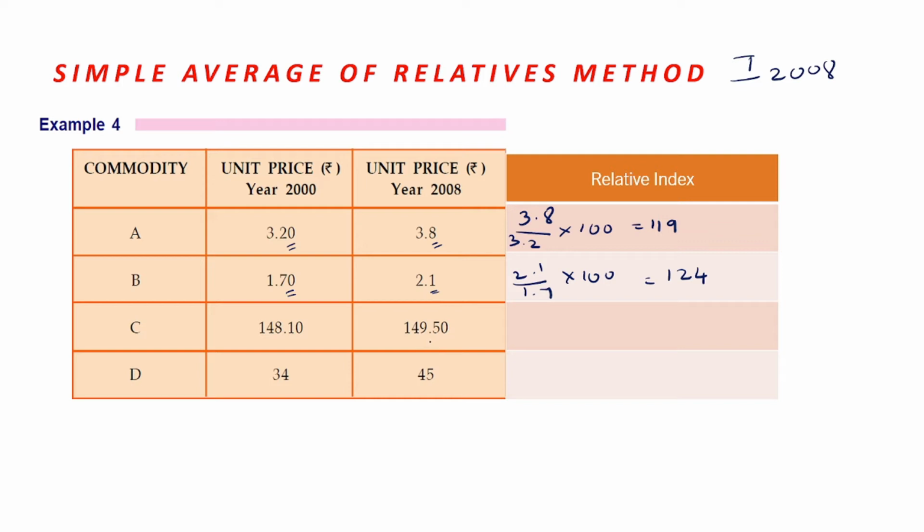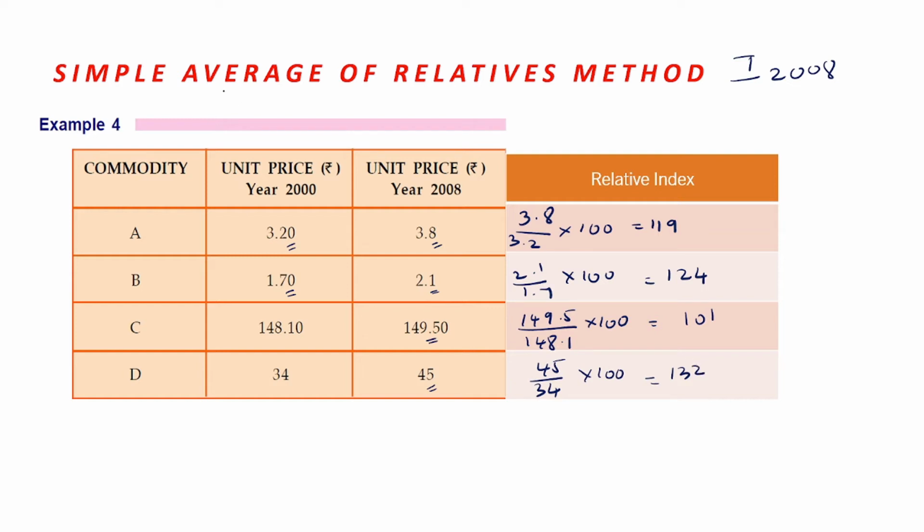Then for commodity C, the relative index is 149.5 upon 148.1 into 100, and this is equal to 101. Then for commodity D, the relative index is 45 upon 34 into 100. This is approximately equal to 132.